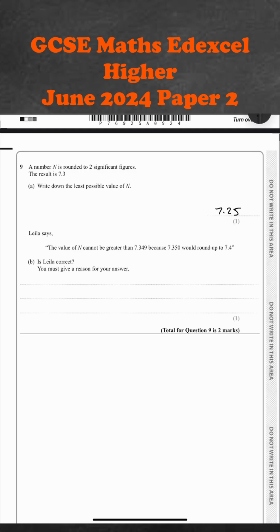Layla says the value of n cannot be greater than 7.349 because 7.350 would round up to 7.4. Is she correct? No. n could be 7.3491. It's not specified that it's 3 decimal places. So you could have as many numbers after that as possible that are still less than 7.350.